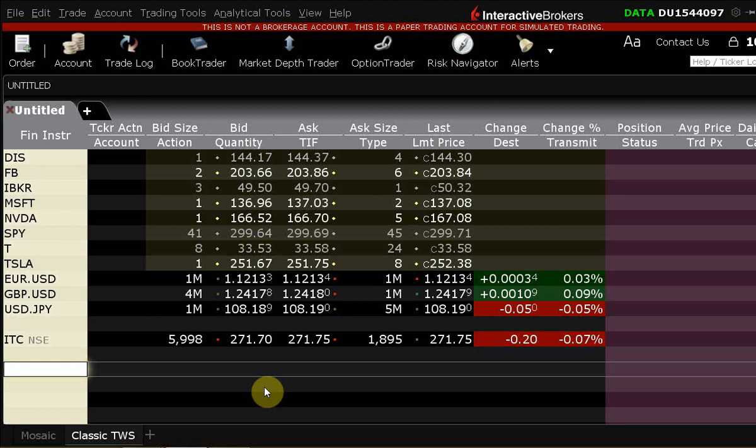Yes, sir, but in ITC, it's written over there, ITC and NSE. So when you are trading through TWS, you have only the option of selling and buying. So how will you sell it on the BSE? You get only the option of selling, so when you press sell, it's sold on the NSE.